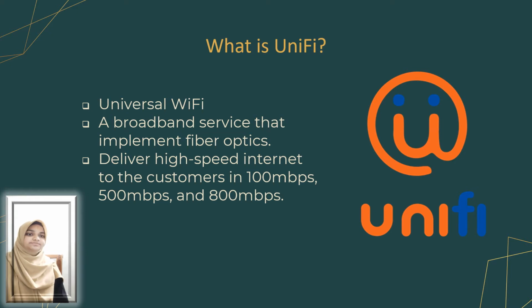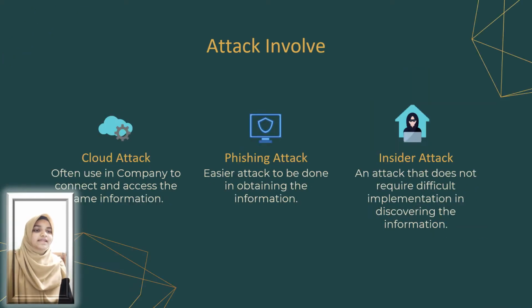to the customer. Since Telekom is providing the country's data communication, there is no way that the organization could avoid any cybercrime threat and risk, as it is the main place for keeping the information of every user. As for now, the attacks that Telekom Malaysia has encountered, referring to the latest attacks, include cloud attack, phishing and insider attack. Cloud attack is often used in companies to connect and access the same information. Next, phishing attack is an easier attack to carry out in obtaining information. Last but not least, insider attack does not require difficult implementation in discovering information.